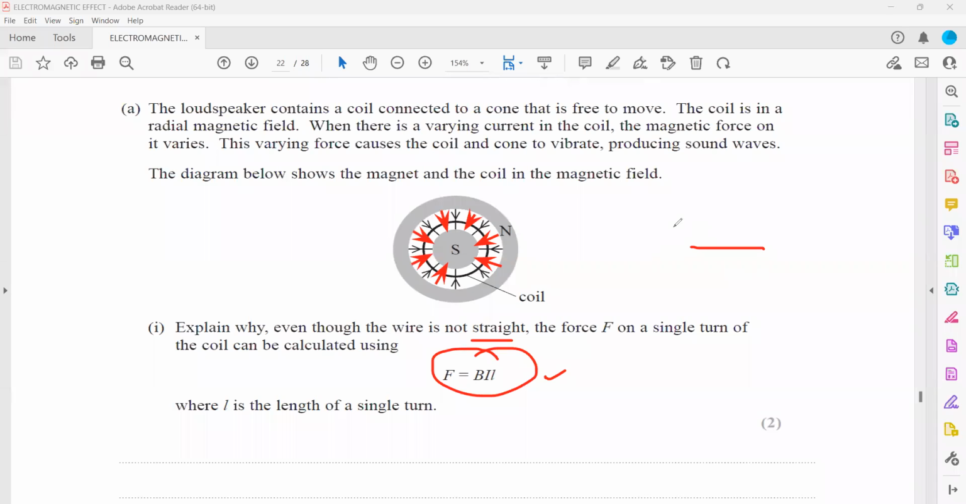Not F = BIL sine theta. Why? Because sine theta applies if the wire is making a certain angle. But in this example, the current-carrying conductor is always perpendicular to the direction of the magnetic field, so the formula will always be F = BIL.